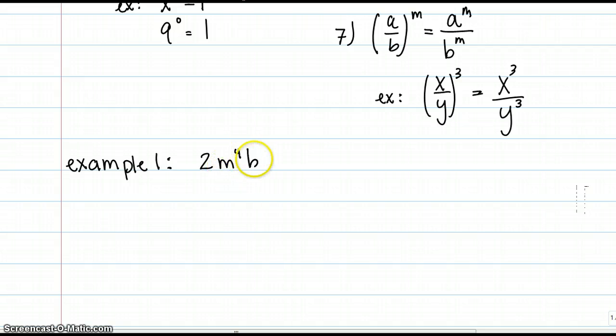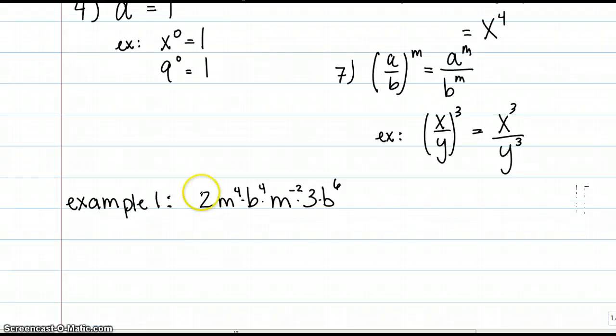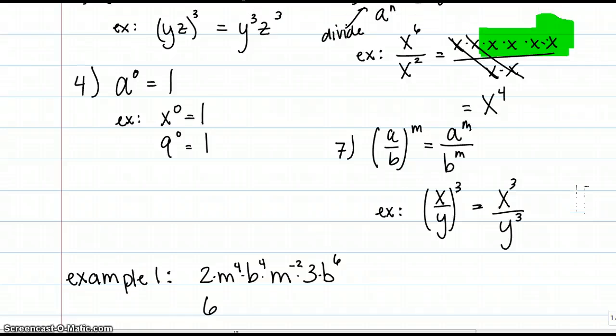2m to the 4th, b to the 4th, m to the negative 2 power, times 3b to the 6th. So I am multiplying each of these terms together. So we have to look back at our rules. Well, the first thing I want to do is multiply these two numbers. So since I'm multiplying everything, I know that 3 times 2 is 6. And it can get confusing when you're mixing numbers and exponents.